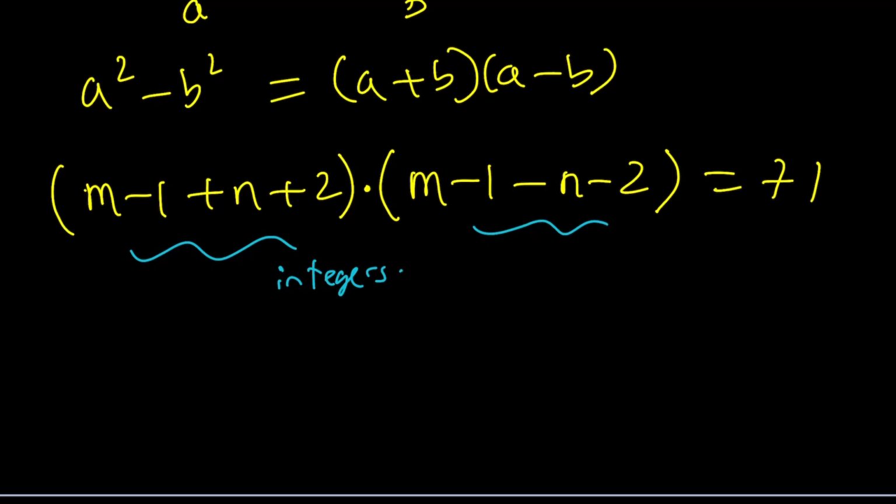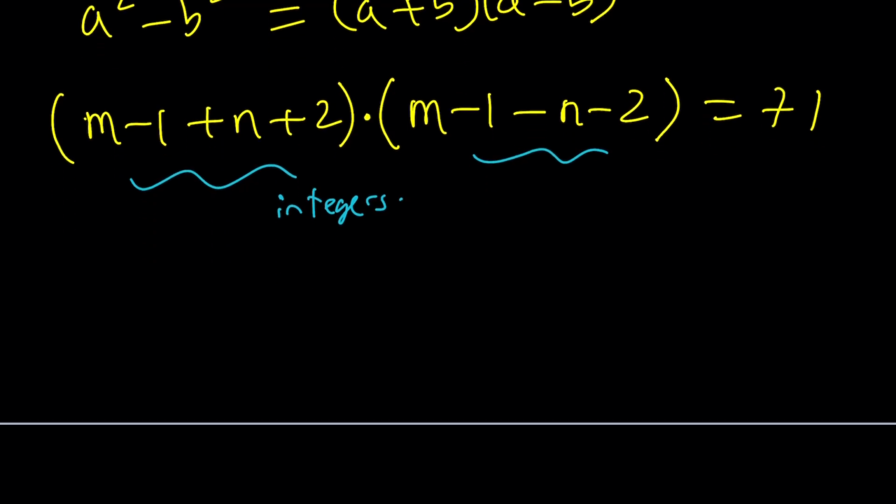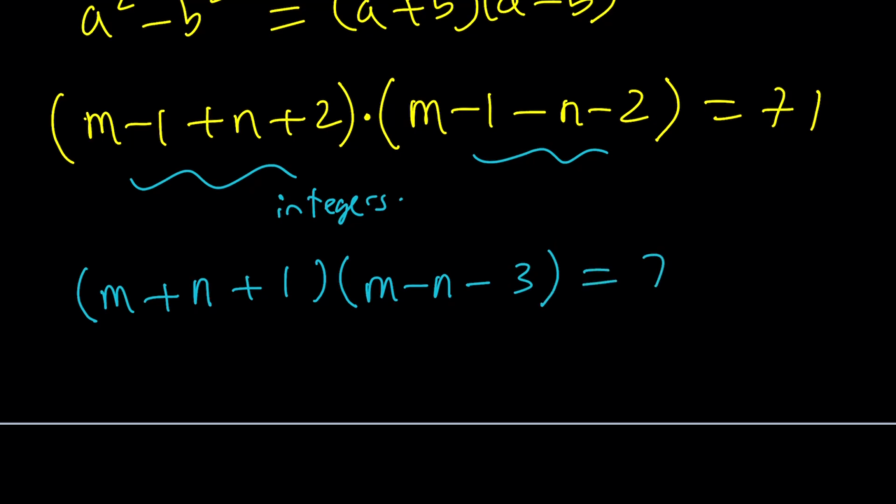So let's go ahead and simplify this a little bit. I get m plus n plus 1, which is the first factor, and then the other one is going to be m minus n minus 3. And this product is equal to 71. Awesome. After a little bit of algebraic manipulation, we were able to get it down to this point. Now, this is good. Now, we're going to think about factors of 71.